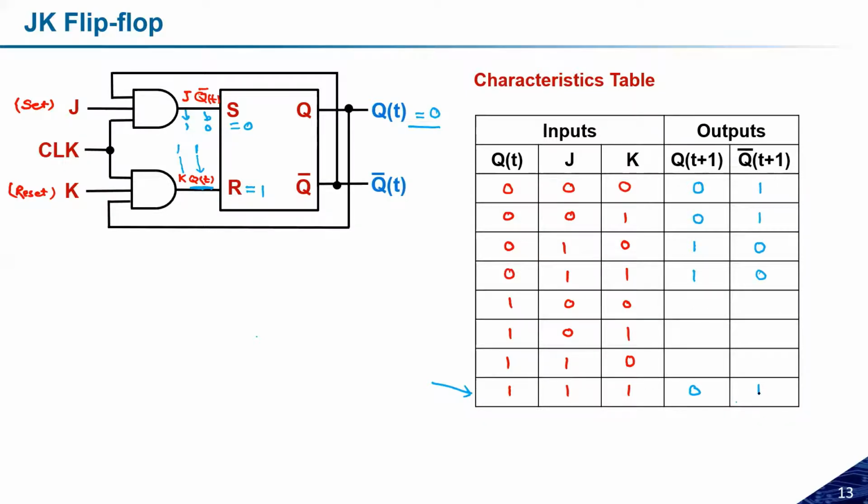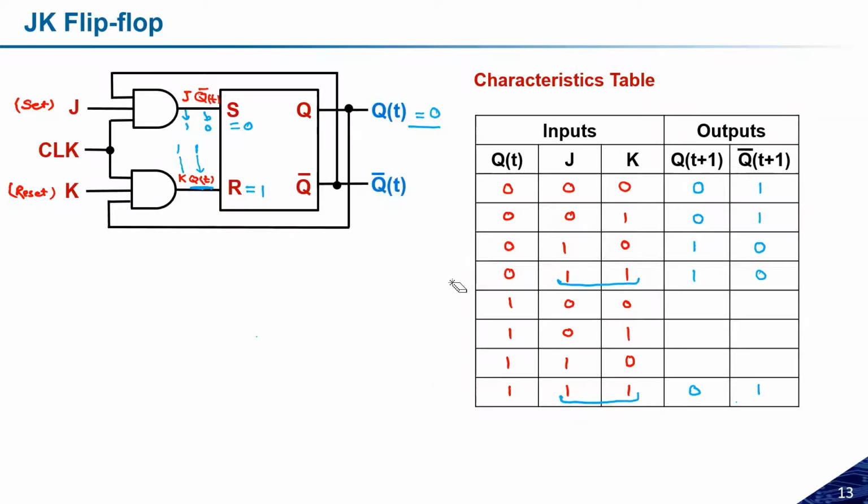Okay, so now we see these are the cases where J and K both are 1, and still we are not getting the indeterminate state. We are getting perfect outputs. So this is the advantage of the JK flip-flop over the SR flip-flop.